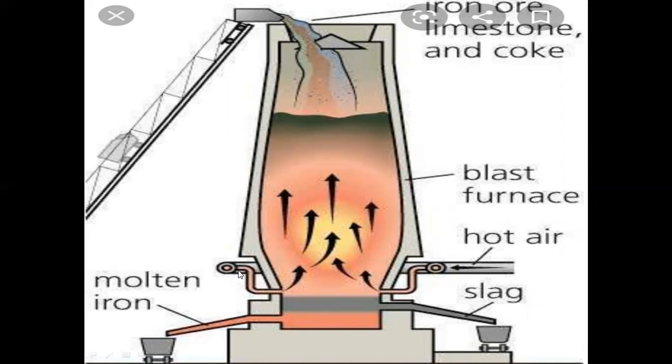You can see in this image, the blast furnace is used for the extraction of metal from its ore. This furnace is called a blast furnace because hot air is introduced into it with a blast. The slag, the impurities, is collected here, and the pure molten iron is collected at this side. These are the gases which are produced during the process, and they go upward. The charge which has been added in this case is iron ore, limestone, and coke. Coke is the carbon.